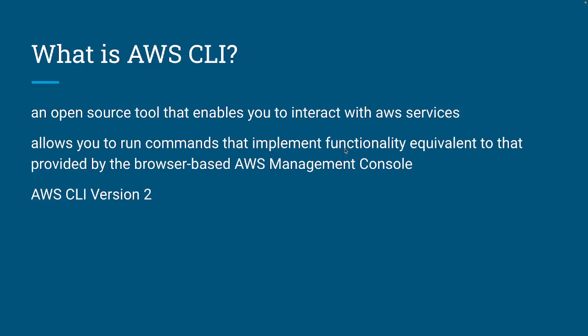Let's start with the main question. What is AWS CLI? It's an open source tool that lets you interact with your AWS resources and manage them programmatically. All the things that you can do using the GUI, or graphical user interface, of AWS, which is also referred to as the AWS Management Console, you can do via AWS CLI without having to visit the GUI. And the latest AWS CLI version as of today is version 2.